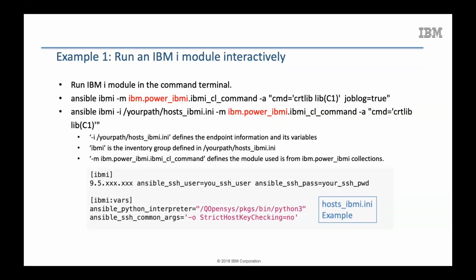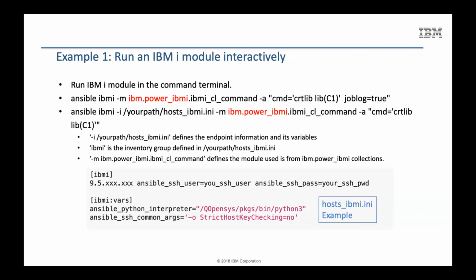As you can see from the picture on the chart, the inventory file contains the systems list for a group and also several variables you want to use during Ansible task executions. The Ansible Python interpreter variable is very important here because the default installation location of Python on IBM is not recognized by Ansible by default, and you need to tell Ansible where to find Python.